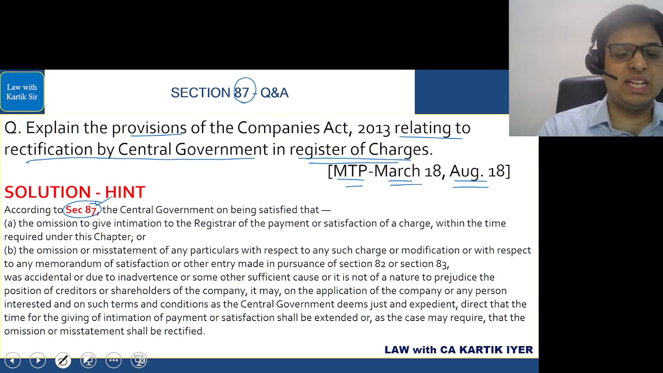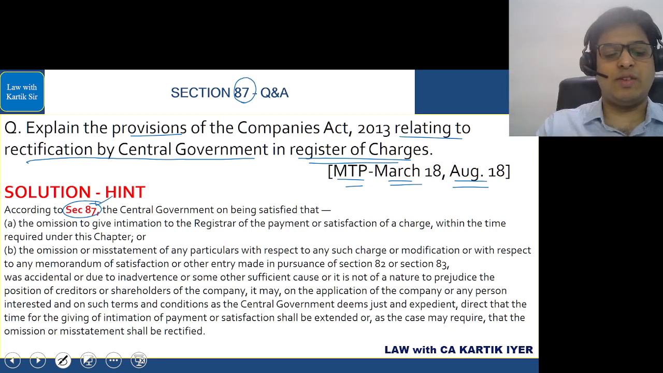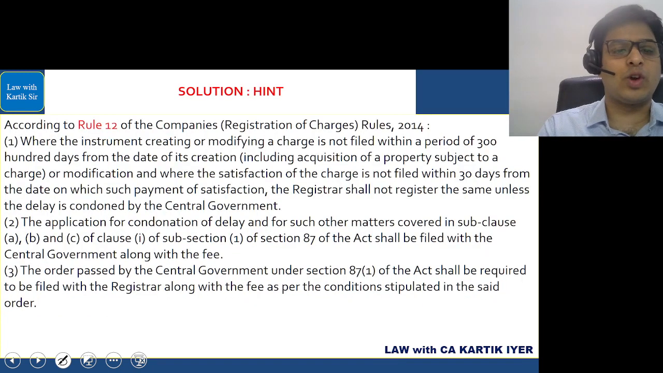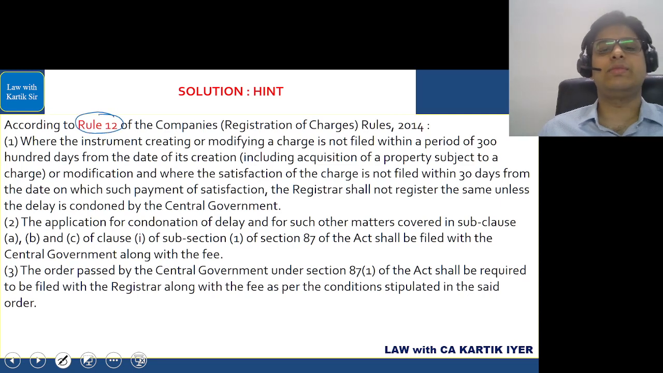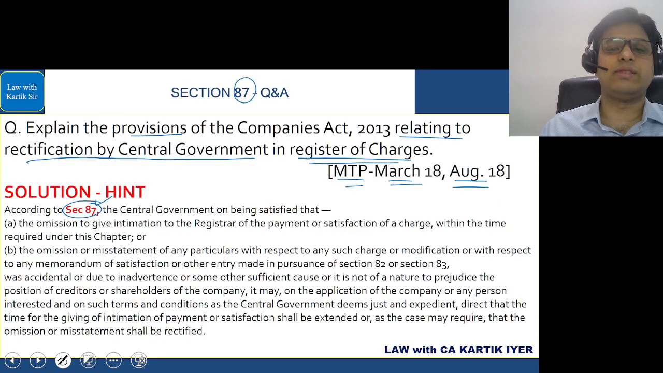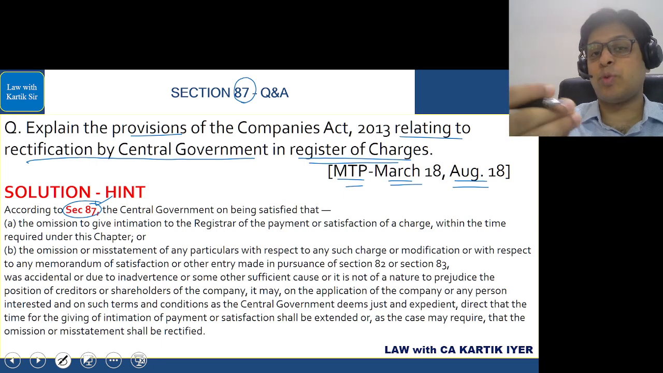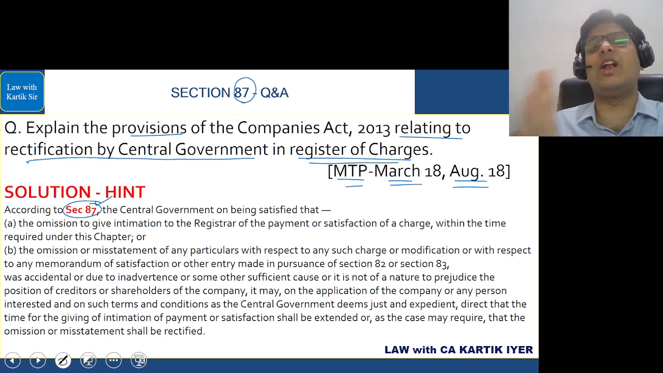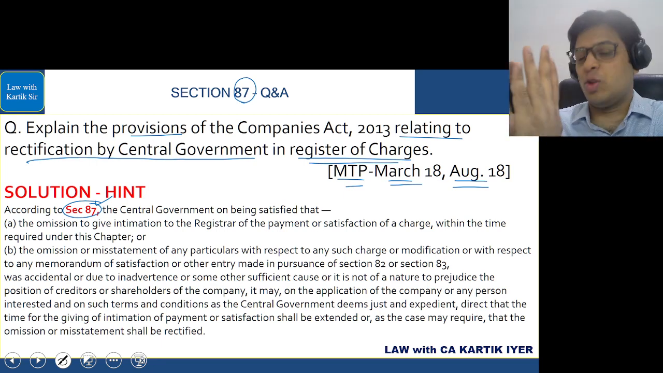Section number 87 is given, and if you read section number 87, you know it is written along with rule 12. So 87 and rule 12 are given here. So you have to ensure that you know those provisions first. Step one for learning is know the content, know the provisions properly, how they apply.